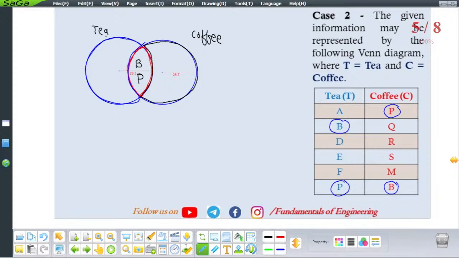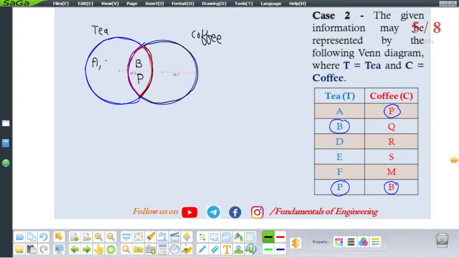Now we have to represent the persons who like only tea. How can we represent them? We have the data, and among that data A, D, E and F are the persons who like to drink only tea. And Q, R, S and M like to drink only coffee.